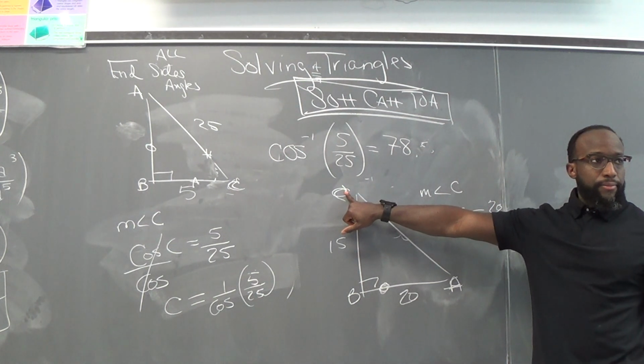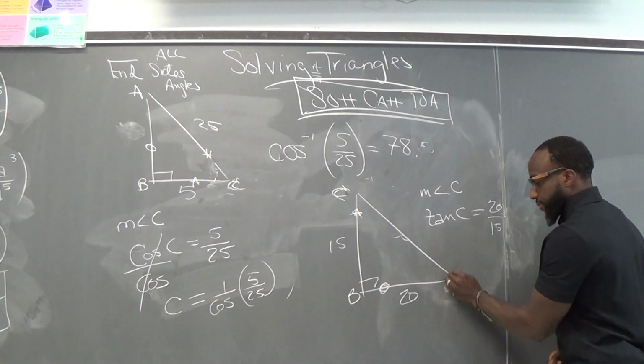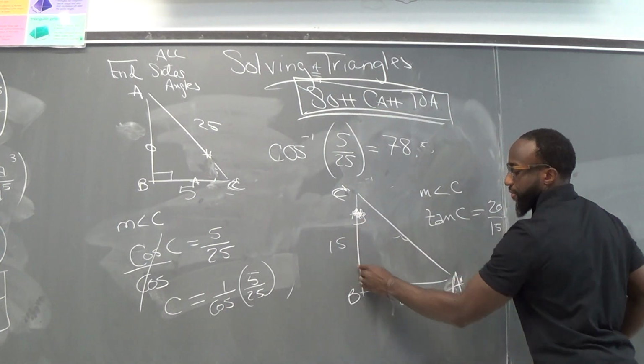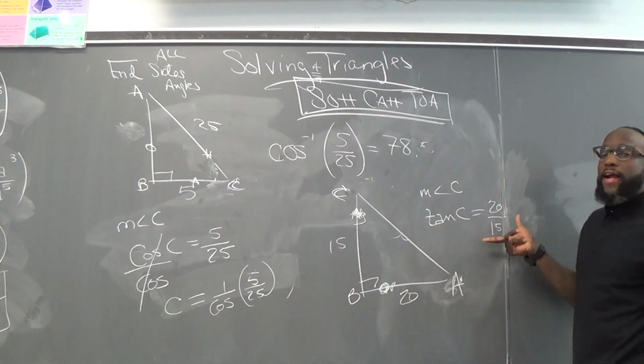C. Oh, C's over there. Yeah, C's right here. That's an A. C is here, right? Adjacent, right? Adjacent is 15. Opposite is 20, right? So we have our ratio.